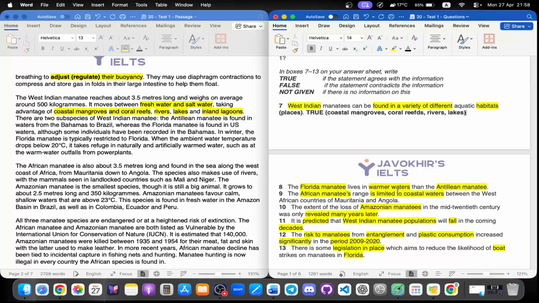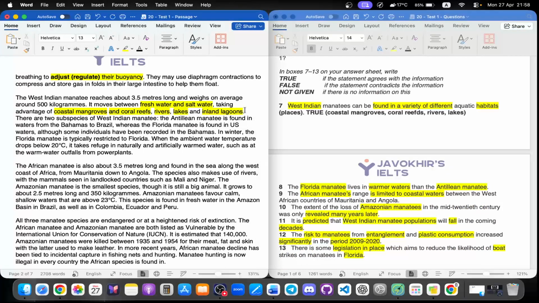The Florida manatee lives in warm waters. All right, so we got to highlight that part, so you need to know where the answer was. Question number 7. Question number 7 over here. So there are two subspecies of West Indian manatee. The Antillean manatee is found in the waters from Bahamas to Brazil, whereas the Florida manatee is found in the U.S. waters. So as you can see, two things over here mentioned.